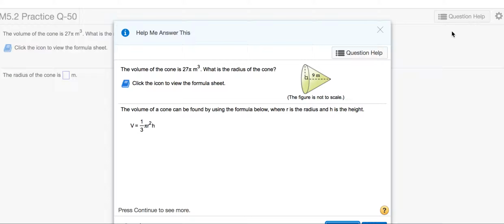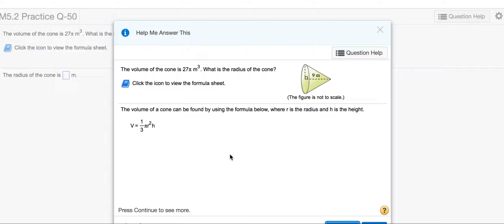You're going to need a calculator as we work through it. So the volume of a cone is 27 pi cubic meters. What is the radius of the cone? We know that we have the height here, which is 9 meters, and we know that the volume inside of this cone equals 27 pi meters cubed.